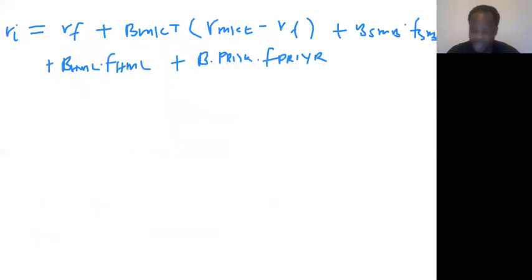First of all, we are just going to write our formula, which is the factor model formula: R_i, the return on a particular stock i, is equal to the risk-free rate plus beta of the market multiplied by the bracket R of the market minus RF, plus the beta of SMB multiplied by the factor SMB, plus beta HML multiplied by the factor HML, plus beta PRI multiplied by the factor PRI.